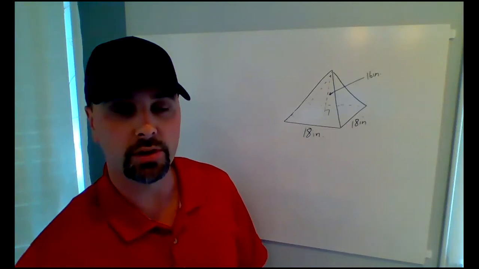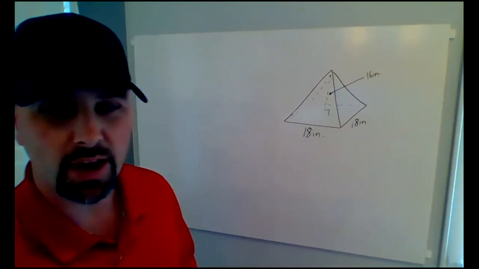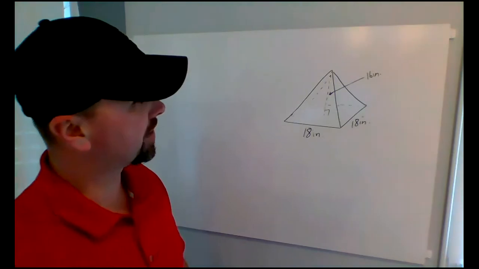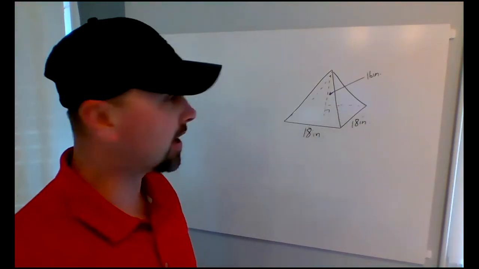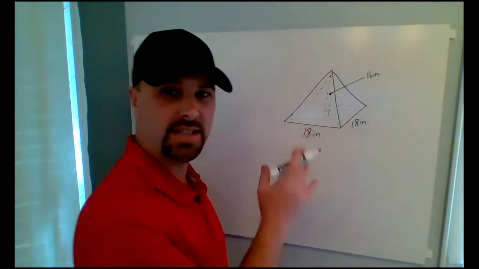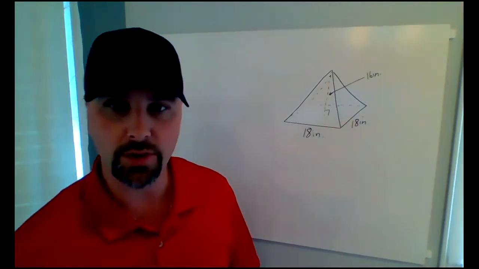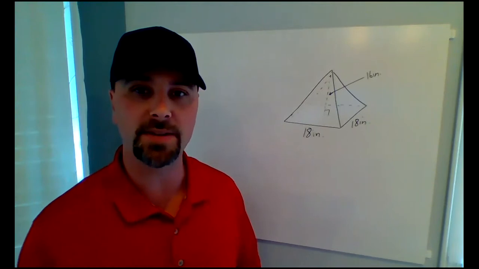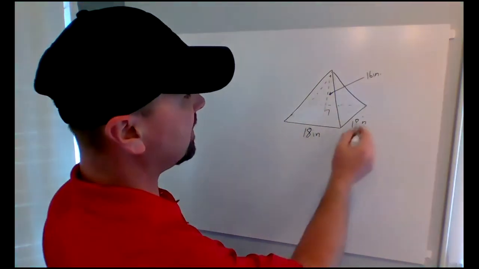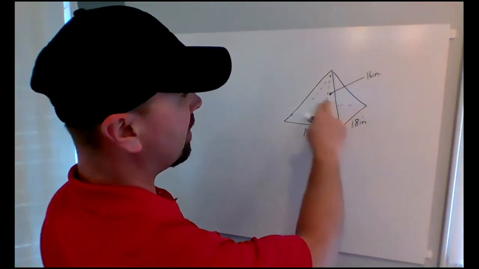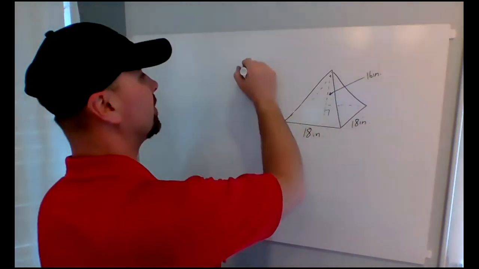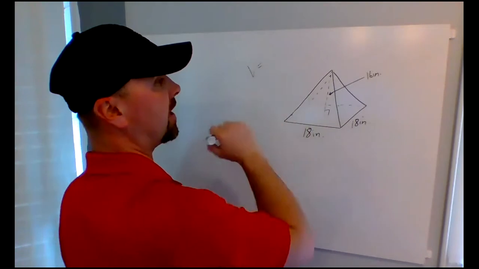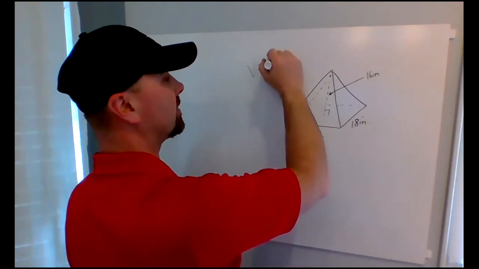All right, so we're back. I've got mine drawn. This one's kind of tough to draw, especially with these dotted lines, but we do need to see the dotted lines because they show us what the base is, okay? And so we can see that the base is a square. It's 18 by 18.